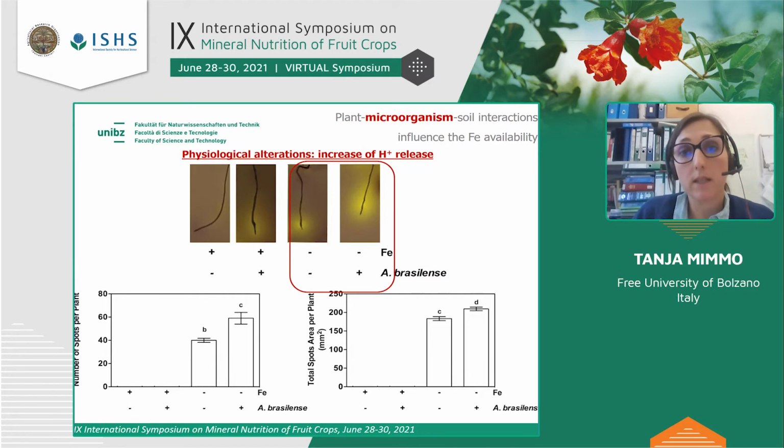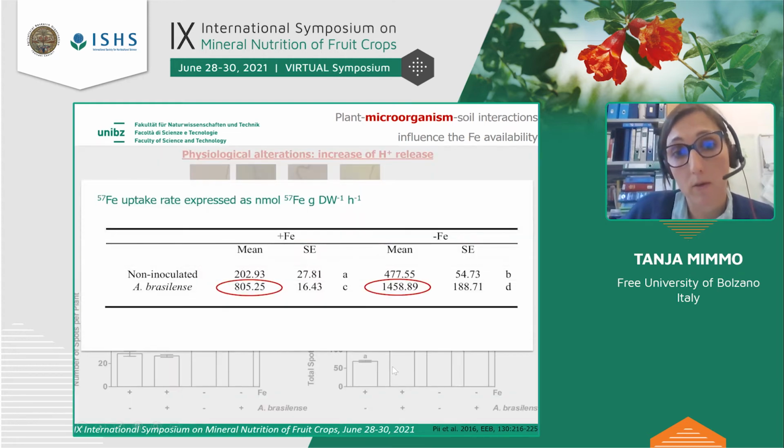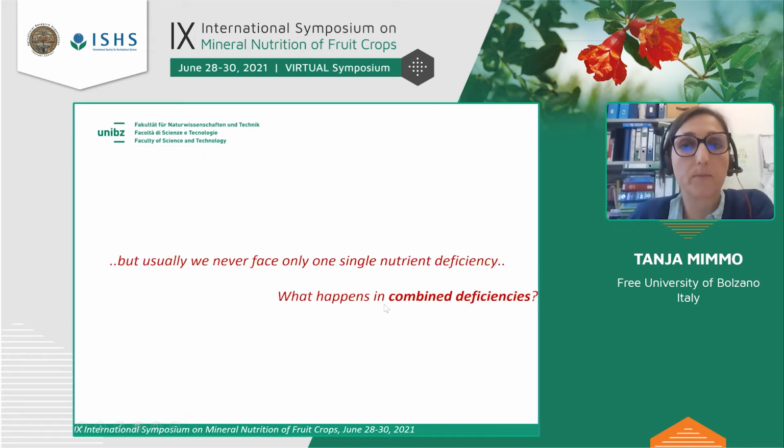But what does it mean? Does the plant also take up more iron? So what we did is we supplied those plants with labeled iron, with 57 iron, which is a stable isotope, and we measured the uptake of this iron. Well, what we could see is that this Rhizospirillum brasiliensis did not only affect the physiology, but it also extremely increased the uptake of iron, fourfold, both in iron sufficient and in iron deficient condition. So it really had an effect.